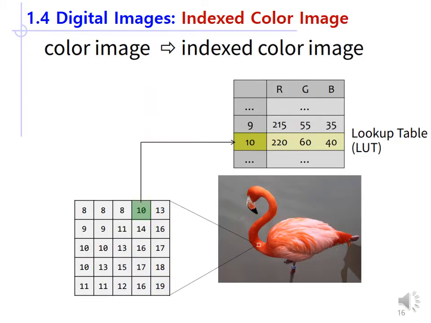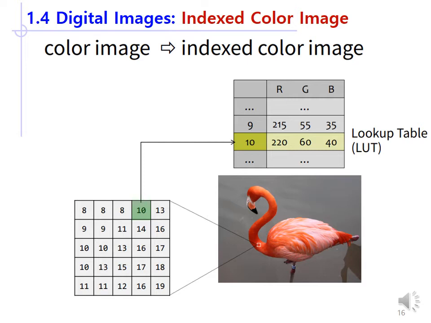In order to save graphic memory, many systems use an indexed color image instead of true color using 24 bits. Human eyes can differentiate only a limited number of colors. Thus, instead of using true color of 24 bits, they use a lookup table with the limited number of colors that humans can differentiate.